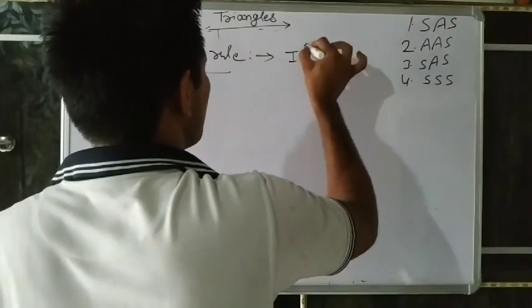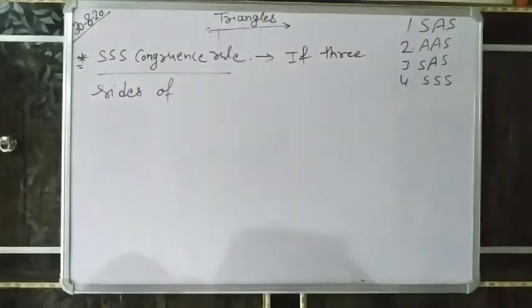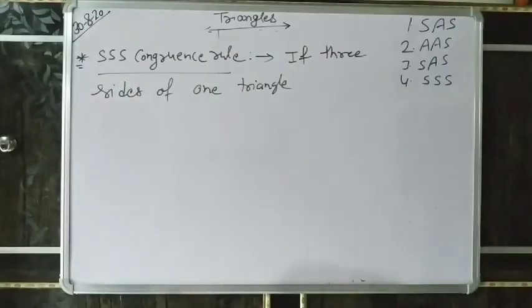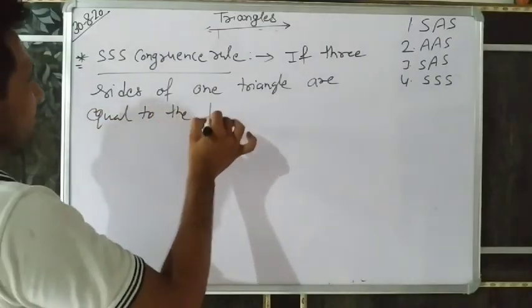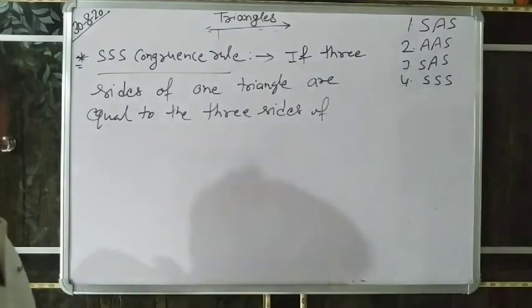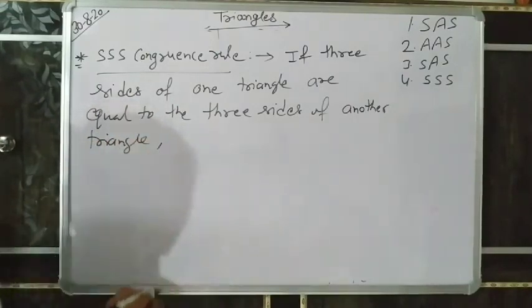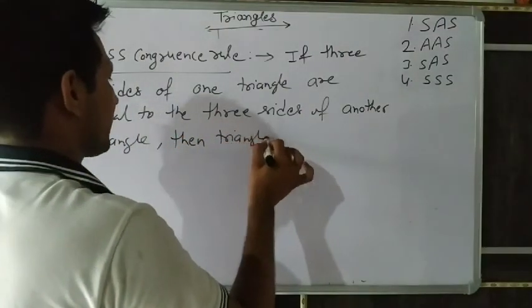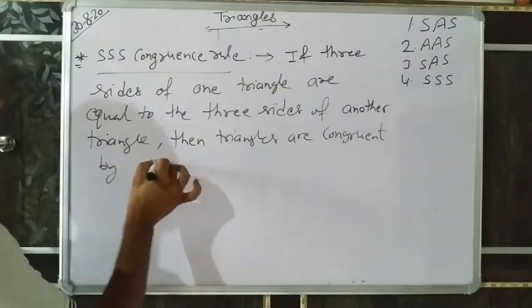So write: if three sides of one triangle are equal to the three sides of another triangle, then the triangles are congruent by the SSS rule.